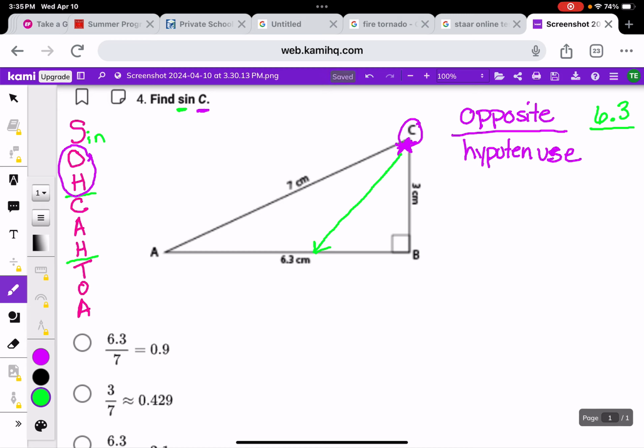Now the hypotenuse will always be the longest side, and across from the right angle. Always. The hypotenuse doesn't change. I don't care where you're sitting at the table, the hypotenuse will never change. It's always the longest side of the right triangle and across from the right angle. So that means that this line AC, that's 7 centimeters, this one right here, is our hypotenuse.